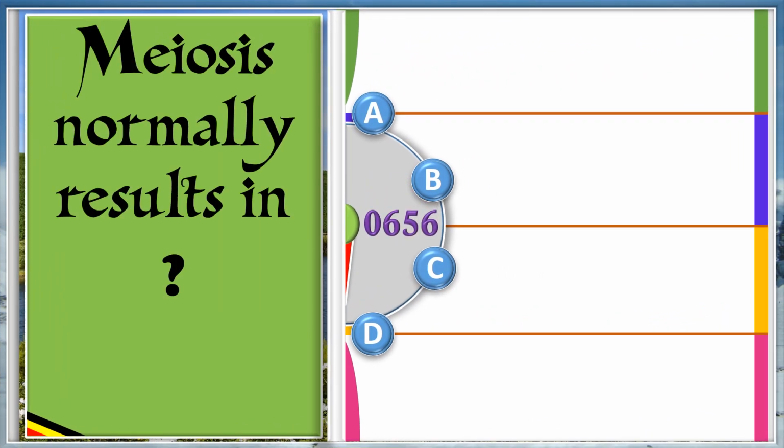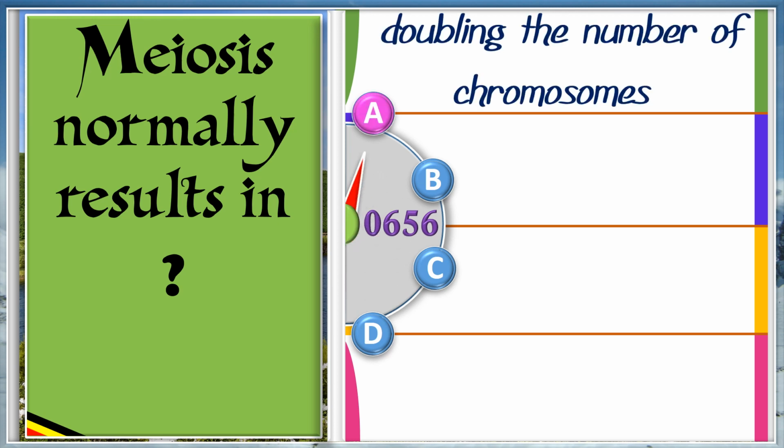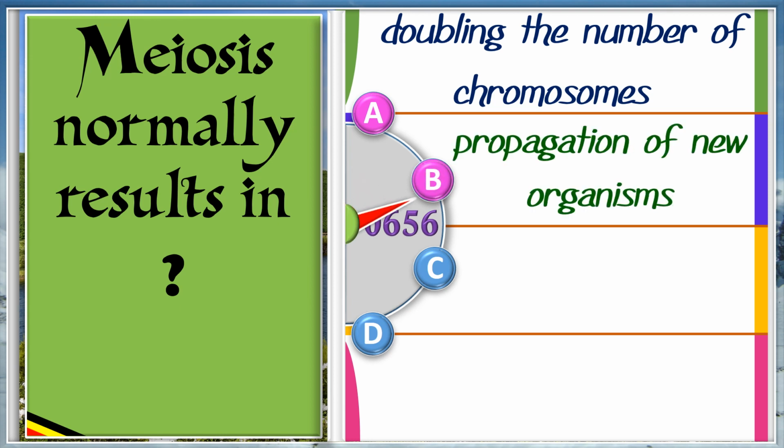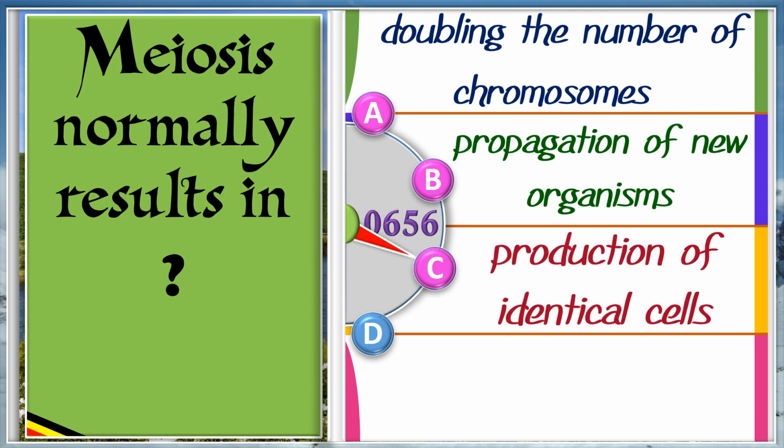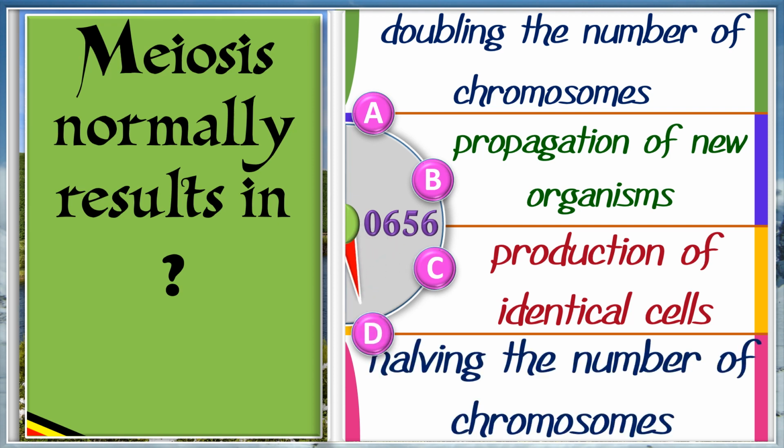Meiosis normally results in A, doubling the number of chromosomes. B, propagation of new organism. C, production of identical cells. D, halving the number of chromosomes. And the answer is D, halving the number of chromosomes.